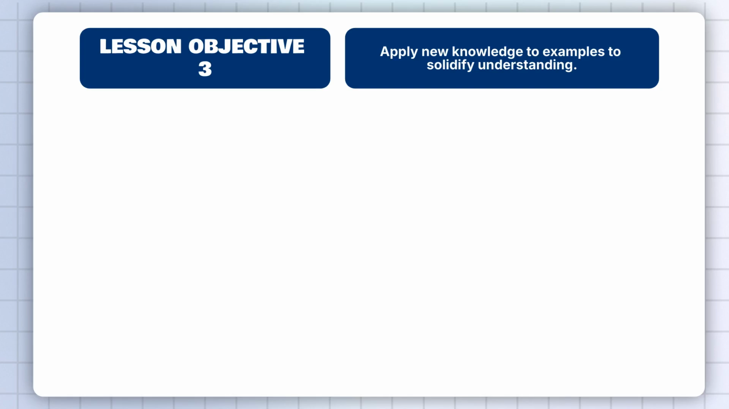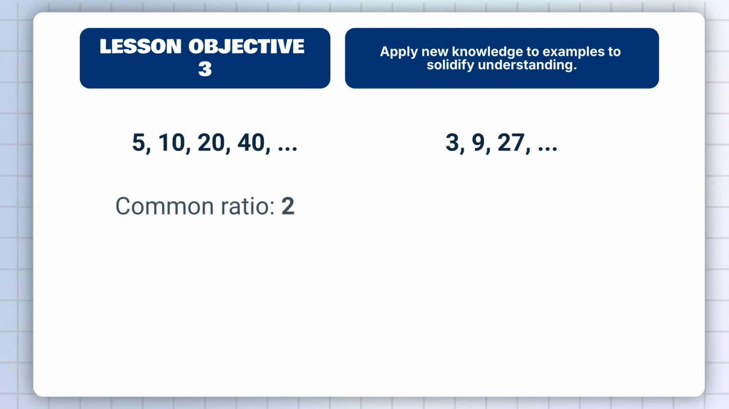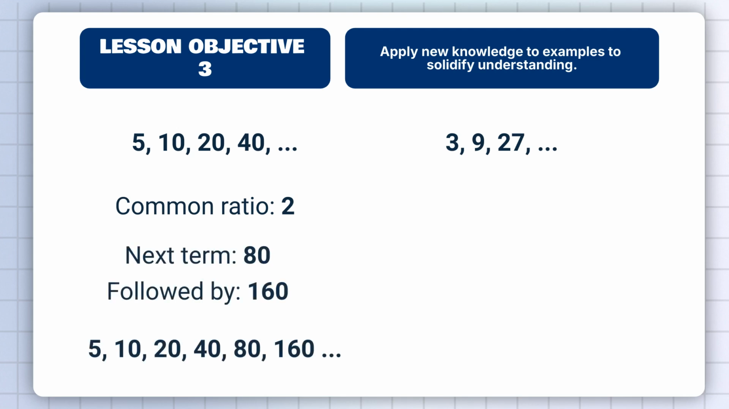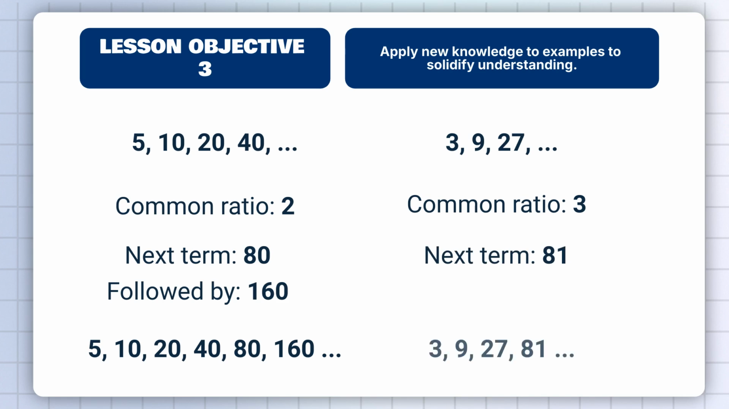Now I want you to try identifying the common ratio and finding the next few terms of these sequences: 5, 10, 20 and 40, and 3, 9 and 27. The first sequence's common ratio is 2, as we multiply each term by 2 to find the next. Therefore, the next term in this sequence would be 80 followed by 160. The second sequence's common ratio is 3, as each term is multiplied by 3 to find the next. The next term in this sequence would be 81. Great job on taking this concept and applying it to real-life scenarios.